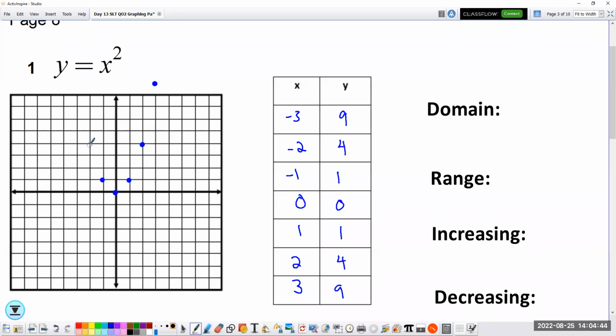And on the other side. And my quadratic function looks like this, and its shape is called a parabola.